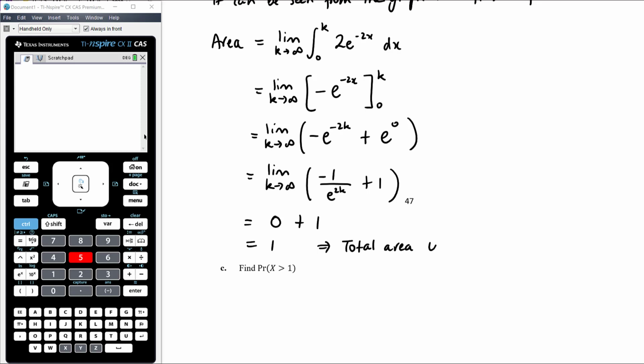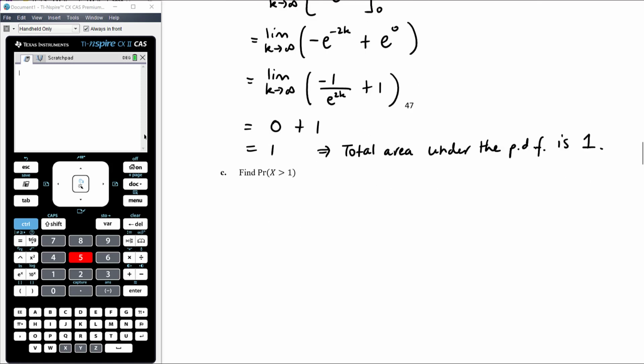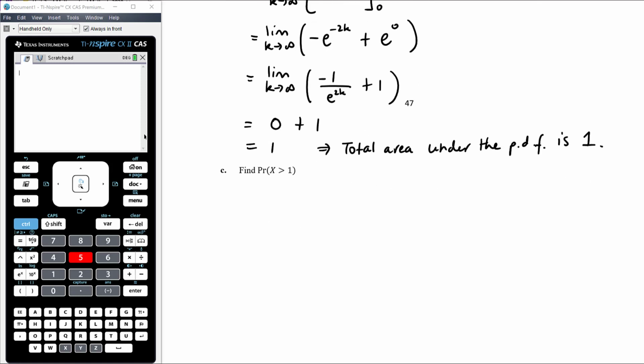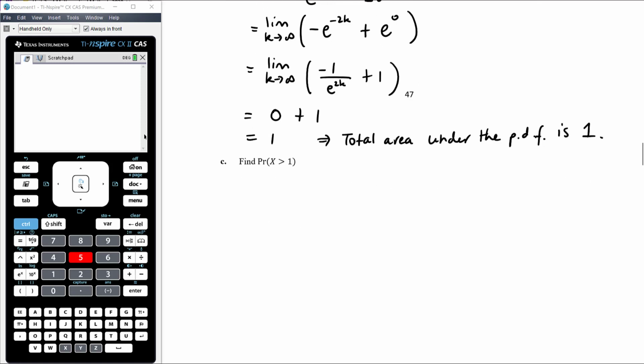So the total area under the PDF is 1. So therefore it's a PDF, probability density function. Okay, find the probability that x is bigger than 1.